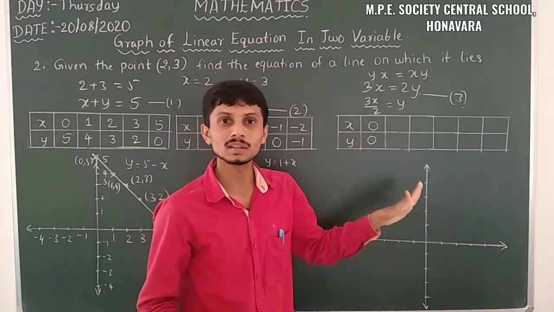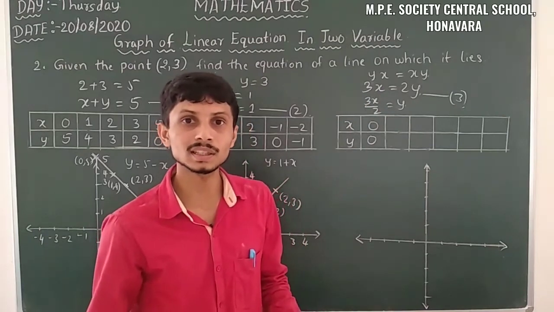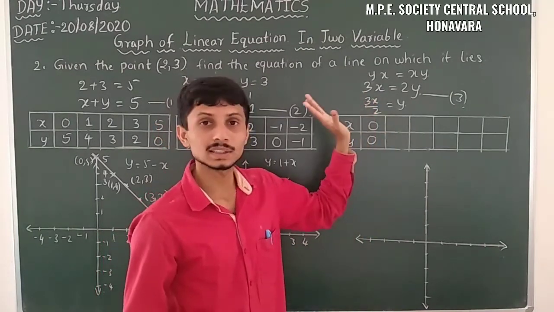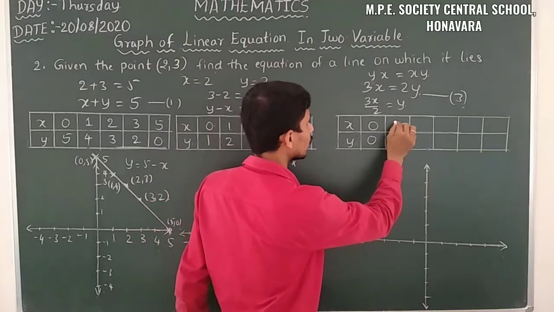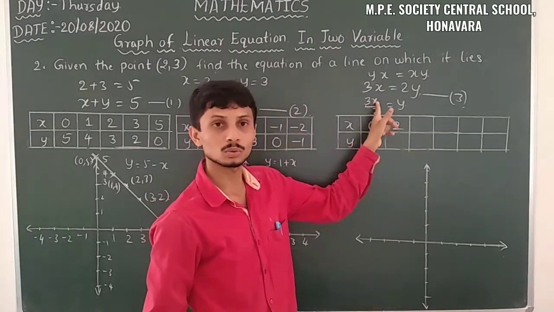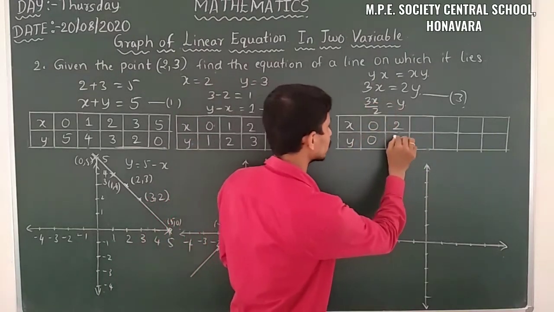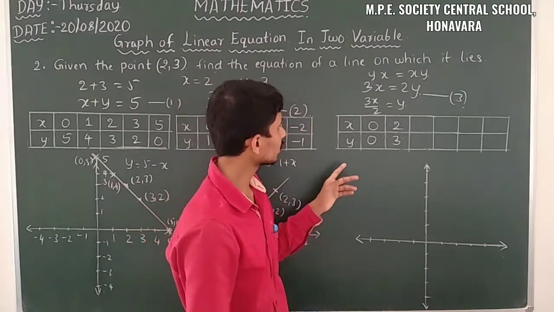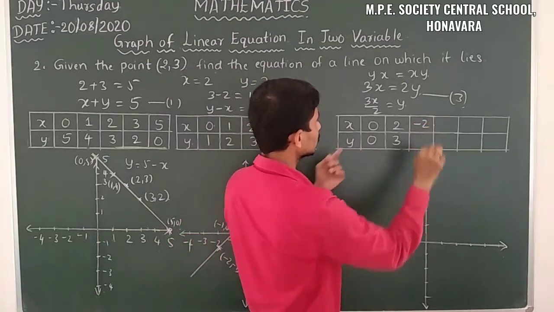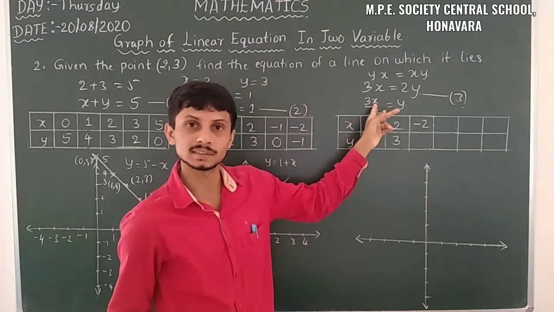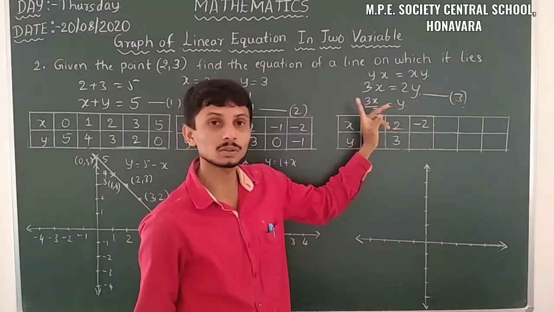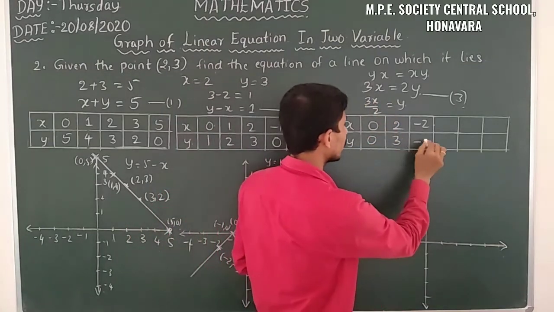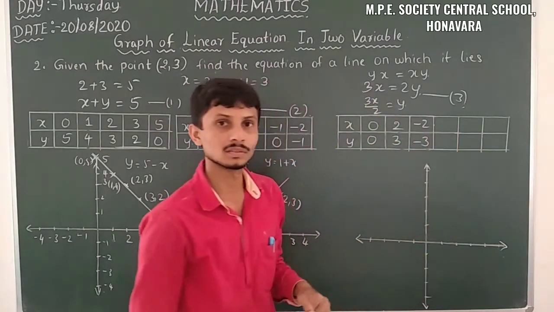So you have to take even integers as the value of x. So then take the value of 2. What happens? 3 into 2 is 6, 6 by 2 is 3. Okay. Then you can take the value of minus 2. Minus 2 means 3 into minus 2 is minus 6. We got the value of minus 3.